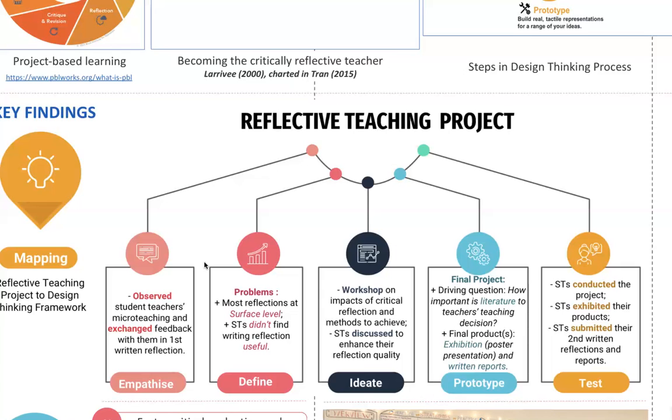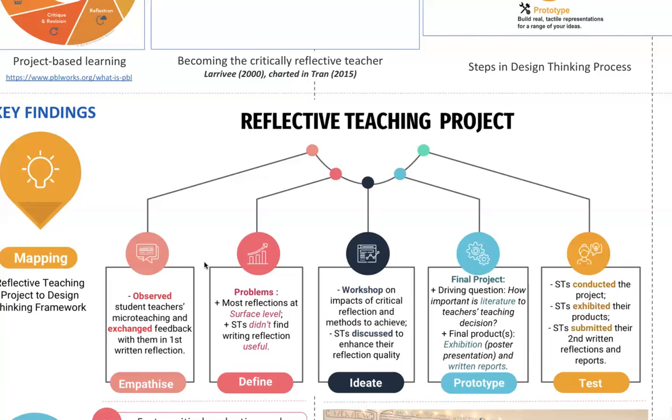So when we had been able to generate a number of solutions, the teacher and the student agreed upon a final project. The final project of reflective teaching had the driving question as how important is literature to teachers' teaching decision.